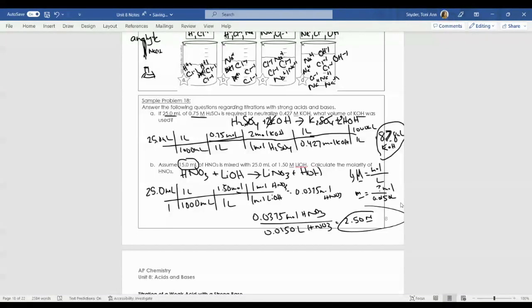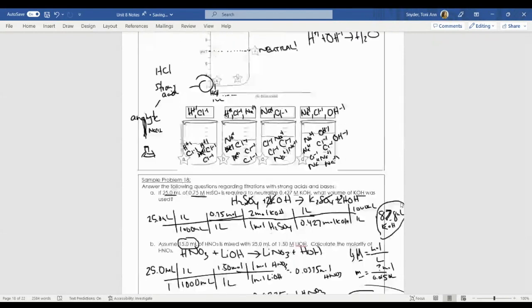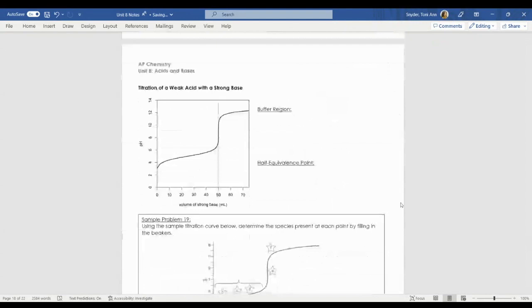So doing those book problems will help you to see how to do these reactions, because there are so many different ways that you could do them. This is all the work for when I react strong acids with strong bases. However, what happens when I introduce a weak acid with a strong base, or a weak base with a strong acid? Our titration curve looks a little different.